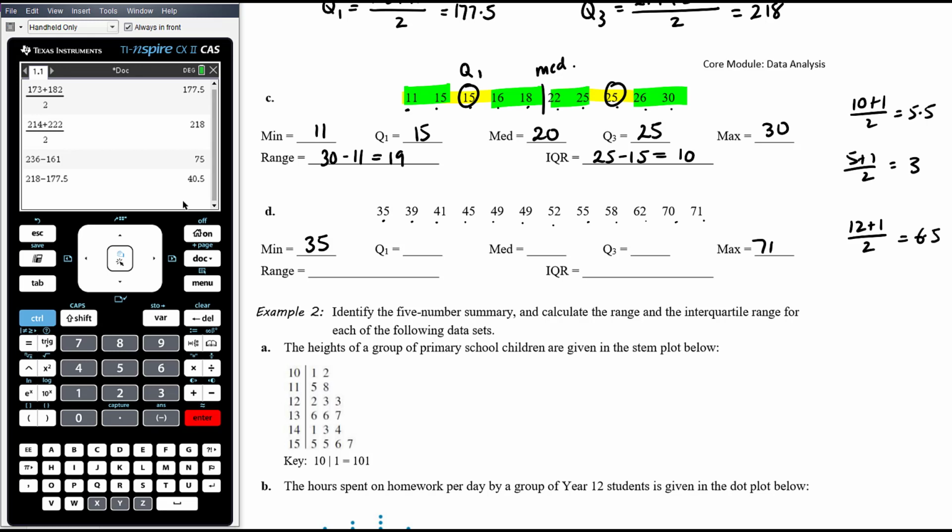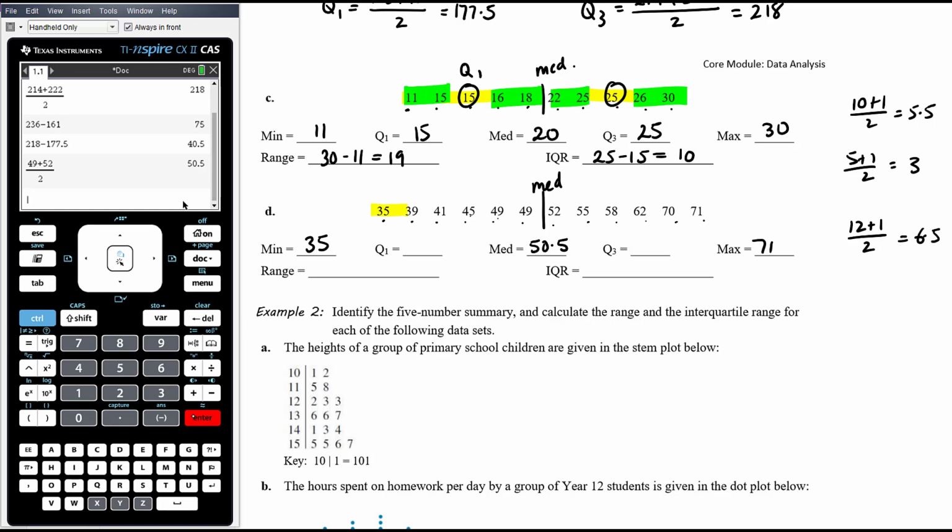So 1, 2, 3, 4, 5, 6. So here it's going to be your median between 49 and 52. Again, if you can work that out in your head, absolutely fine. If not, 49 plus 52 divided by 2, control enter, 50 and a half is the middle of 49 and 52. Many of you will be able to do that without your CAS, and that's fine.